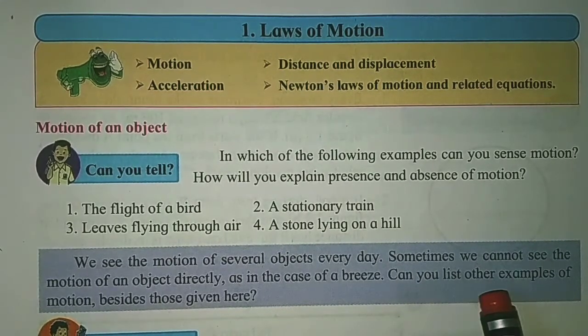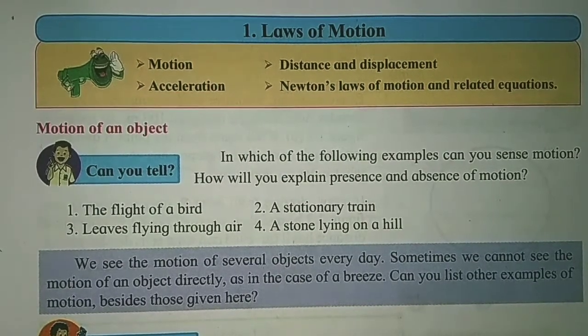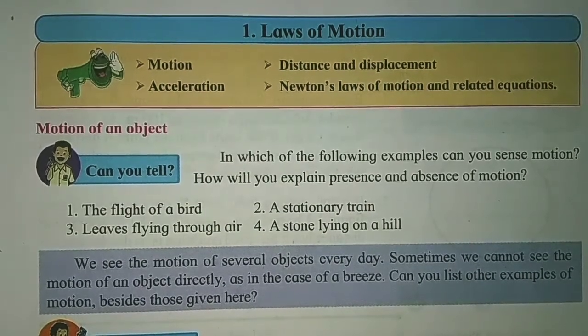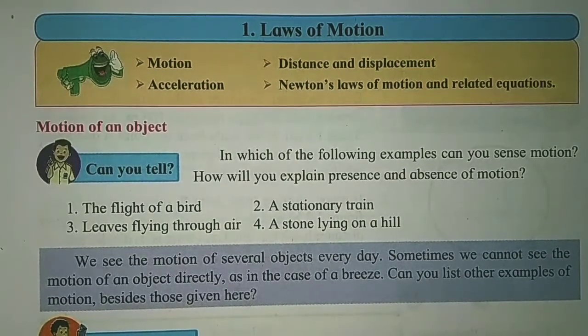So can you list other examples of motion besides those given here? So here given some examples like flight of a bird, leaves moving through air, breeze. So you have to find more examples of motion, like a moving bicycle, a moving cart. Like these examples you have to write in your notebook. 5 to 10 examples. Okay.